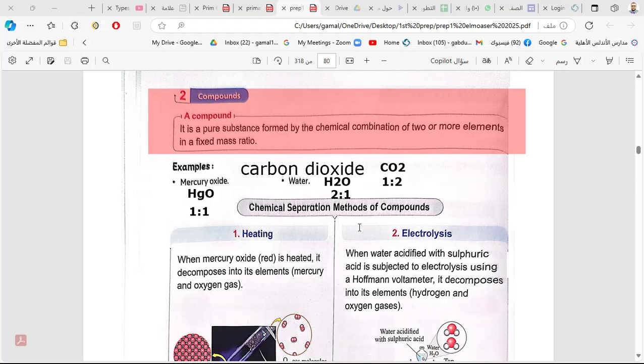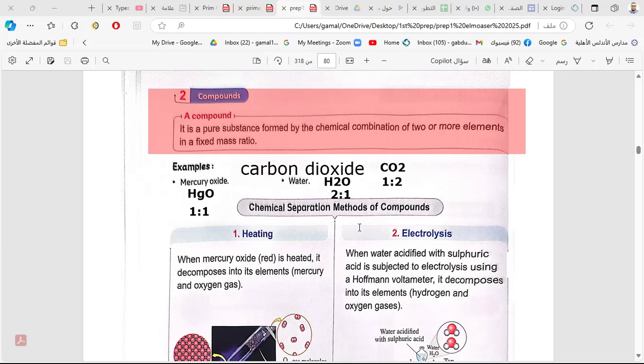So here we have a fixed ratio between the number of atoms. You cannot say carbon dioxide is CO3. You cannot say carbon dioxide is CO5. It is always CO2. There is a fixed ratio between the number of atoms. Water is H2O. You cannot say HO2, H3O, or HO3. It is always H2O. There is a fixed mass ratio.